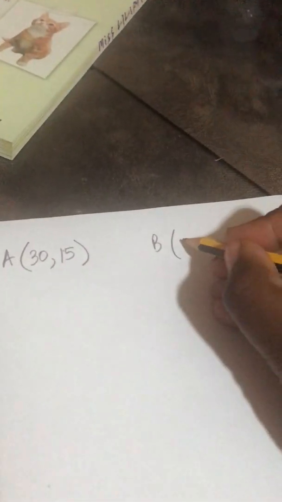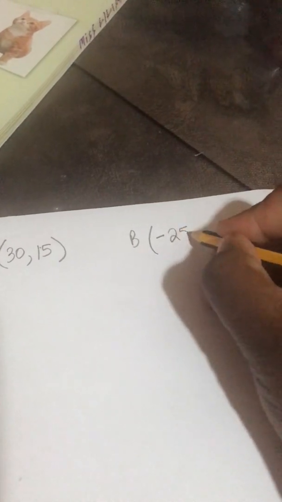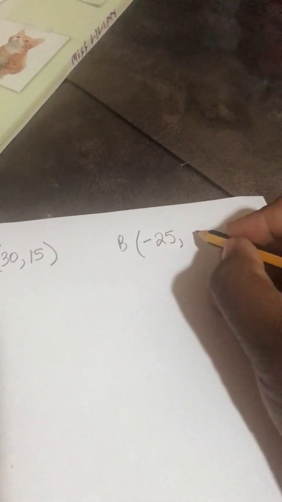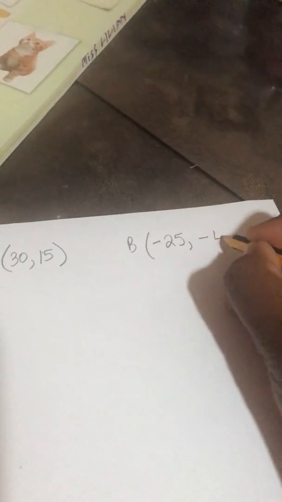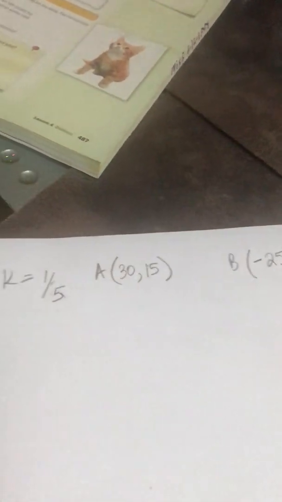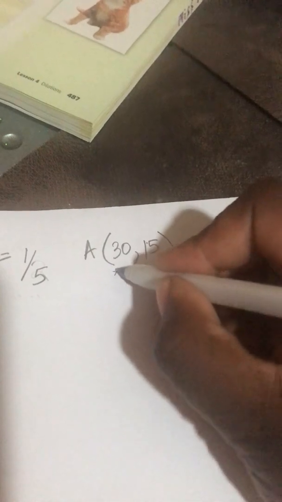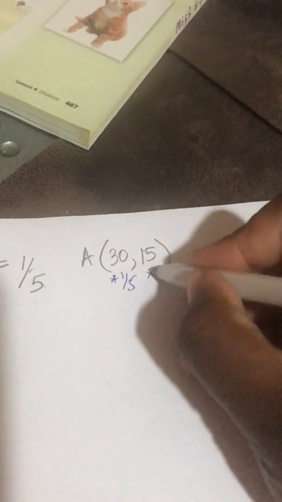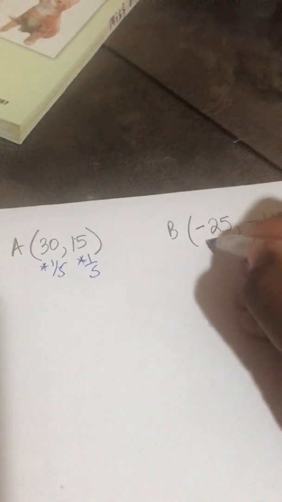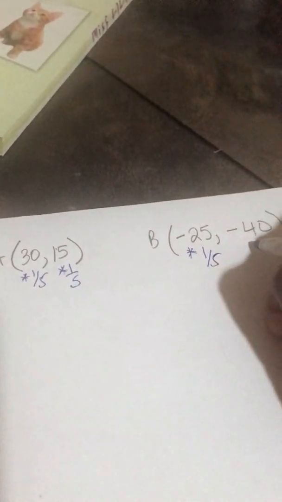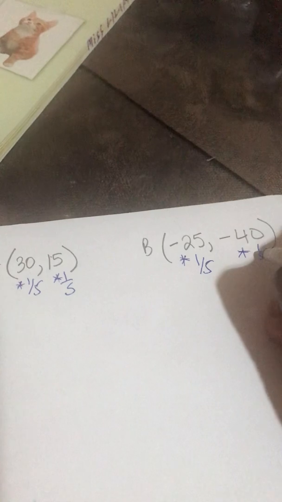Okay? So we have A is 30 and 15. And then B is negative 25 and negative 40. So you will multiply by 1/5, multiply by 1/5, multiply by 1/5, multiply by 1/5.